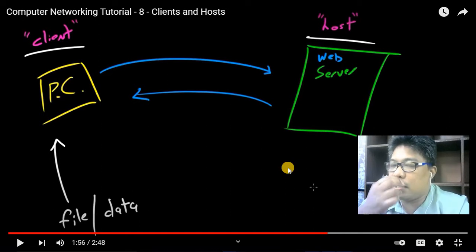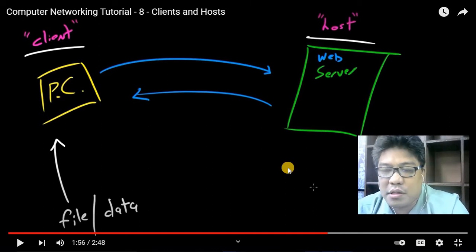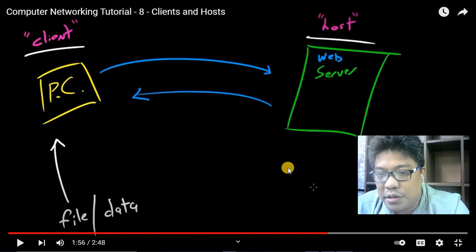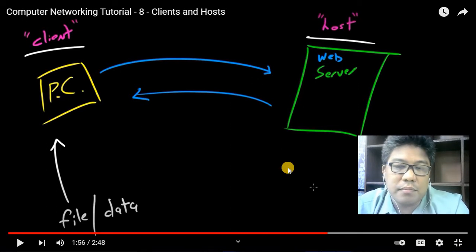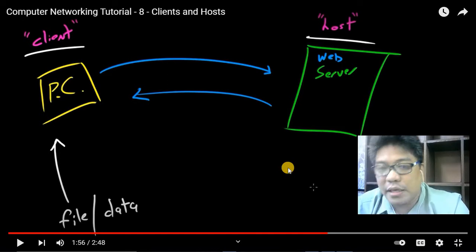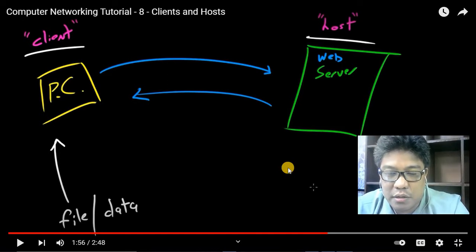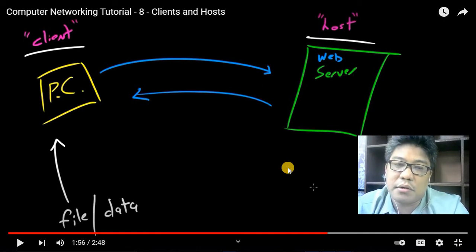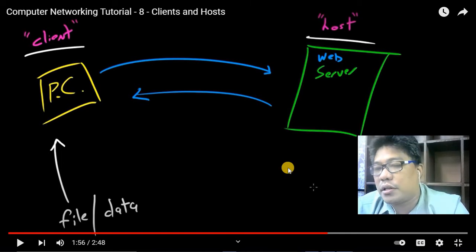And the server is the one who gives the file or data information or the pizza to the client. It's the source of the pizza. It's the source of the file or data or information that the client computer is requesting or wants to have. So again, the client is the one who is asking for the services or the product. In computer terminology, that will be file or data.